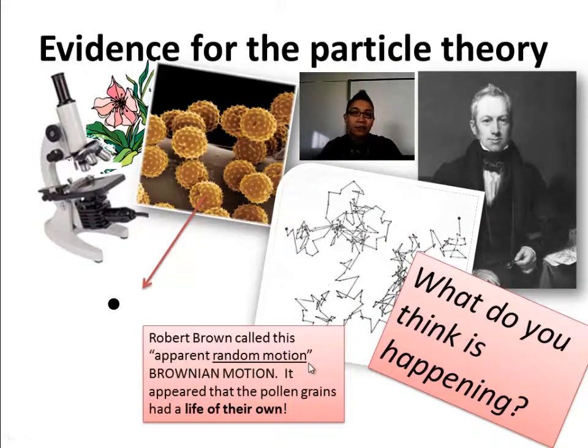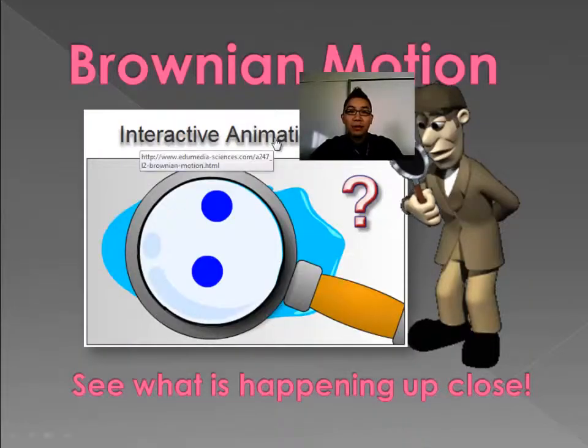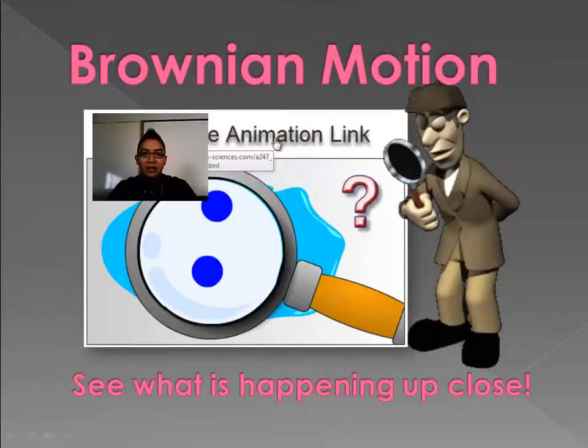Why not? If I discovered it, I would call it Lian motion. It appeared that the pollen grains had a life of their own, but there's a better explanation for it. Okay, Brownian motion is what we actually called it.